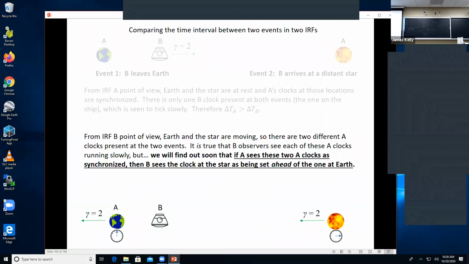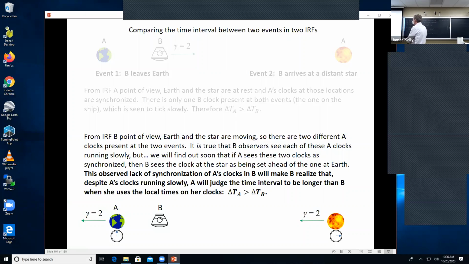And whoever's near Earth, you record what the reading on Earth's clock is. And then we all come back together and we find out they're different at that time. So at a time that's simultaneous for B, those A clocks are not going to be synchronized. Okay? So how does that affect what's going to happen?